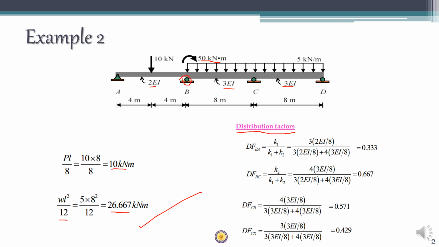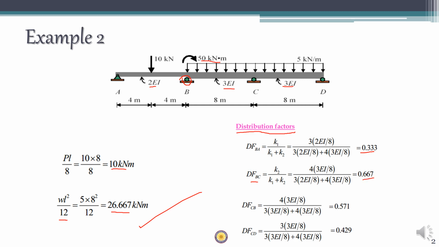So distribution factor DFBA is equal to stiffness of BA divided by stiffness of BA plus stiffness of BC, so K1 by K1 plus K2. Substituting the relevant values, you get DFBA equal to 0.333. It is to be understood that at a particular joint, the sum of distribution factors is always equal to 1, which means that DFBC is going to be 1 minus 0.333, that is 0.667.